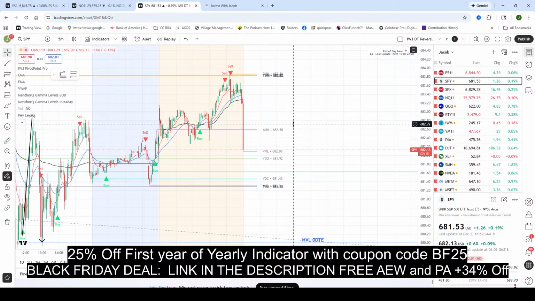Now, it does have a few rules. On trend days, we don't trade, and I'll show you how we identify trend days here shortly, because we may have one today. Who knows?